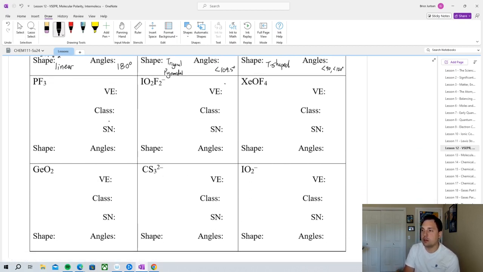Phosphorus trifluoride is going to give us a total of 21 plus 5, which is 26 valence electrons. Give 8 to each of the fluorines for a total of 24, leaving us with one lone pair left over. That's AX3E, which is a trigonal pyramidal geometry. Phosphorus in the middle, and then 3 fluorines on either side.